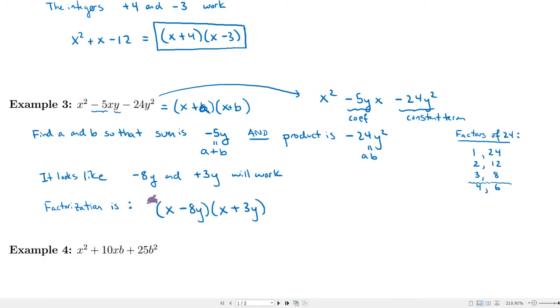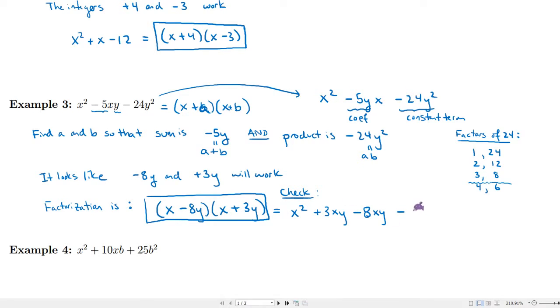Now, if you're not convinced that that's true, you can always check your solution and FOIL this out. So first two terms, x squared, then we'll have plus 3xy, and then minus 8xy, and then negative 8y times 3y is negative 24y squared. And then these are like terms, so the coefficients combine, and we'll get negative 5. So we'll have x squared minus 5xy minus 24y squared.